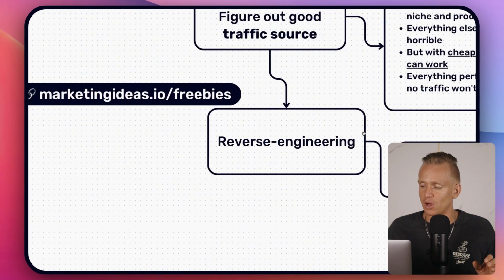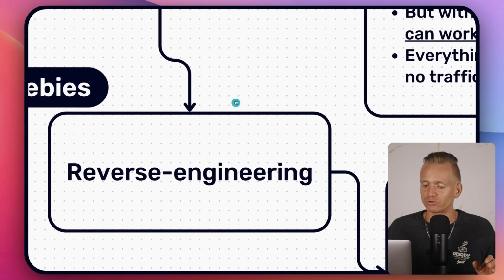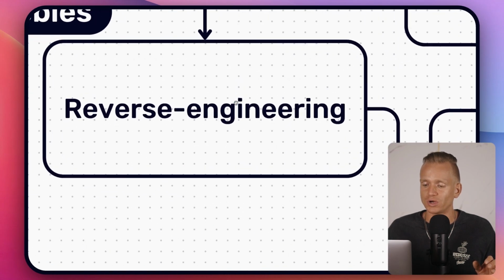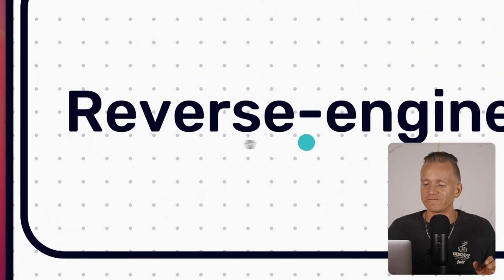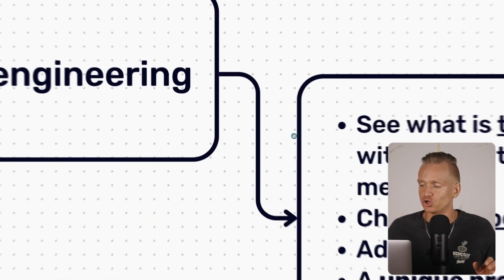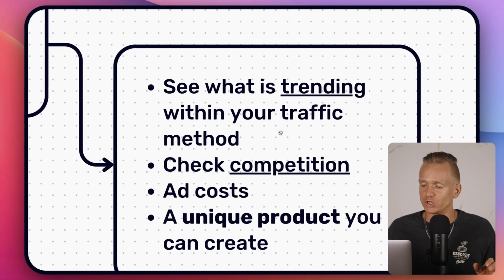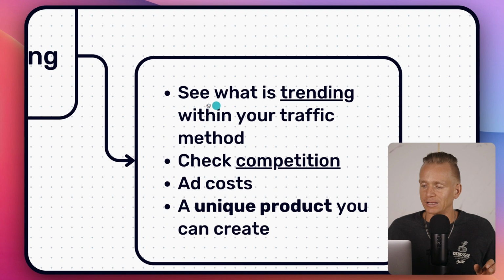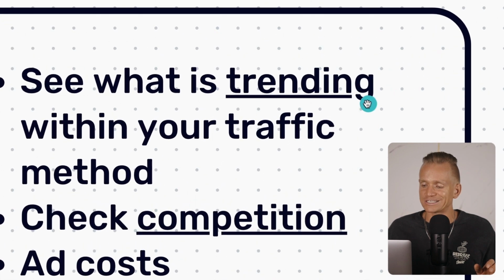But now, once we have our traffic method, what we want to do is basically reverse engineer. So we go to the traffic method and we want to see what is trending within that specific method.